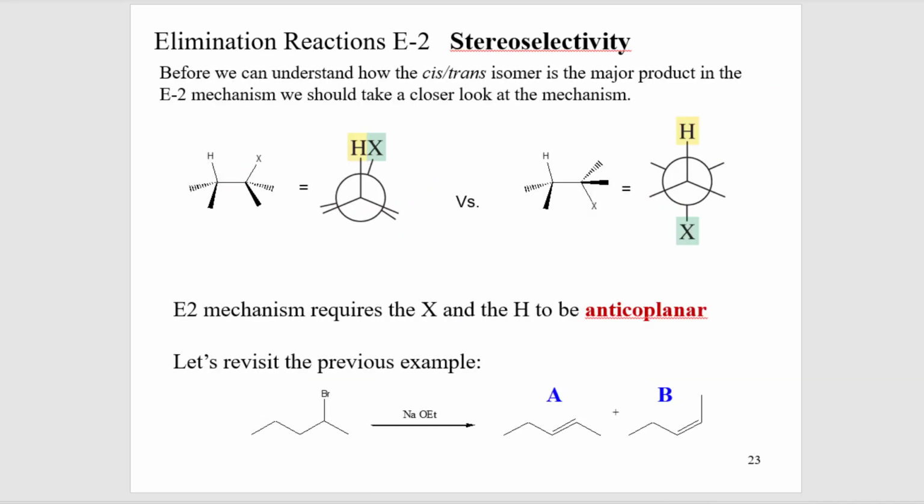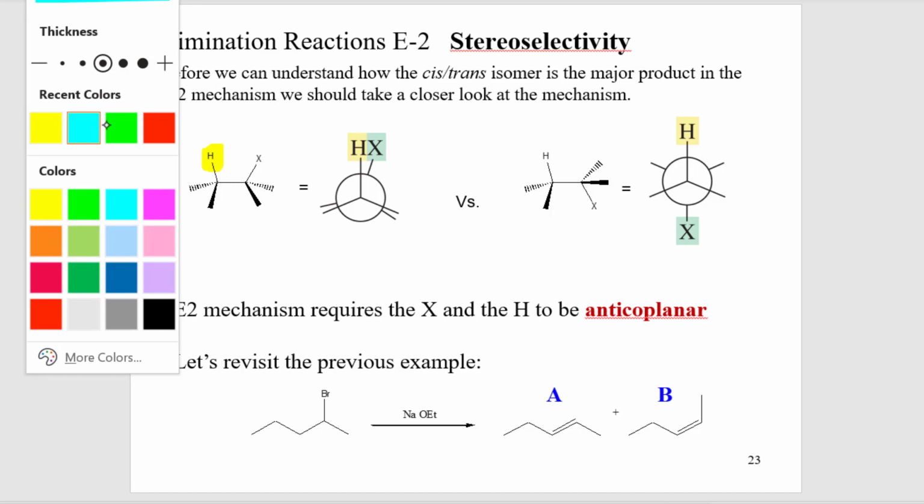Okay, let's spend a little time talking about this anti-coplanarity, or anti-periplanar as some books call it. I don't really mind. It just means anti. We need the hydrogen that we're going to take off. So let's put regiochemistry aside. Let's just concentrate on this anti-coplanar thing.